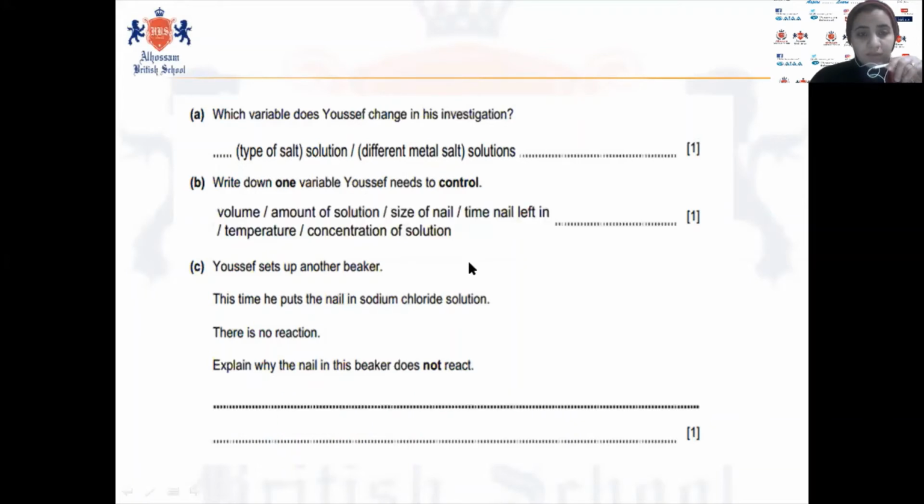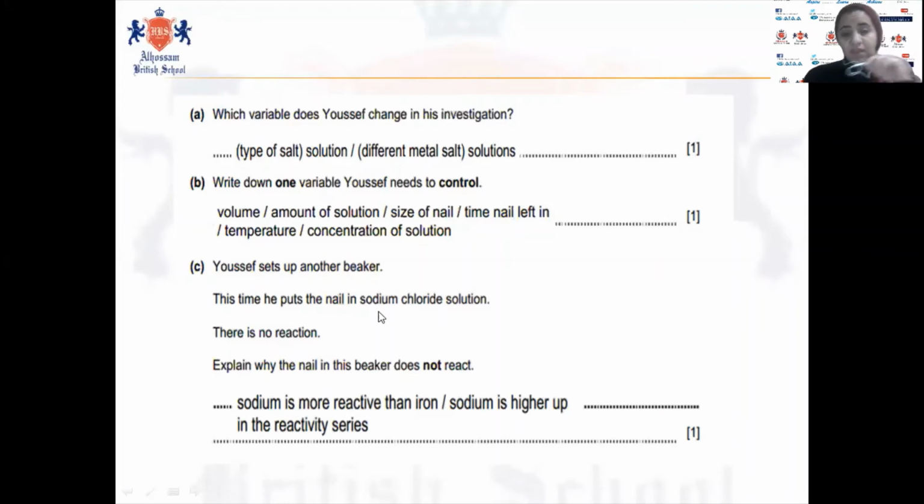Yusuf set up another beaker. This time he put the nail in a sodium chloride solution. No reaction. Why? Because the sodium is more reactive than the iron. Sodium is more reactive than iron, so iron can't displace sodium from its compound. Excellent.